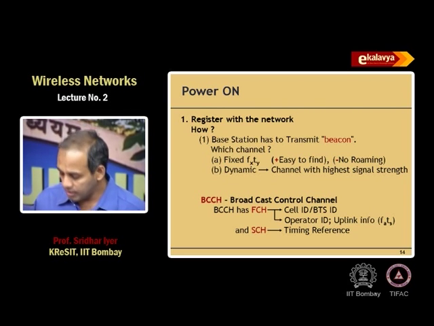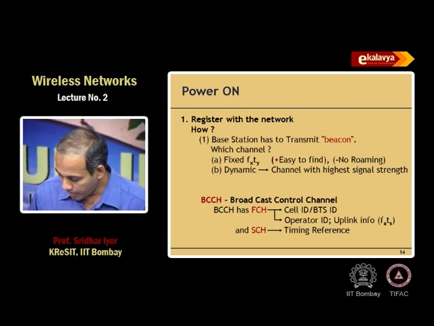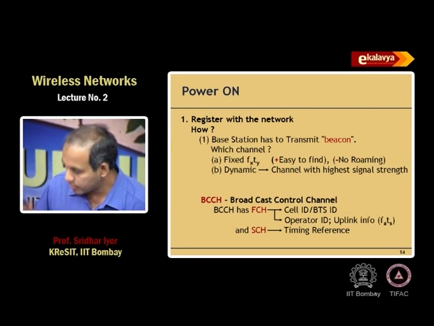Okay, so this is just one step of the registration. In that itself, we are already asking the question: which channel? So now, for which channel, we have two options, right? We have fixed frequency x, time slot y. Suppose we decide that frequency x, time slot y will be the channel on which I transmit the beacon. What is the implication of such a decision?